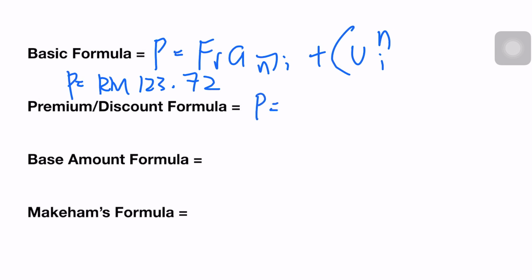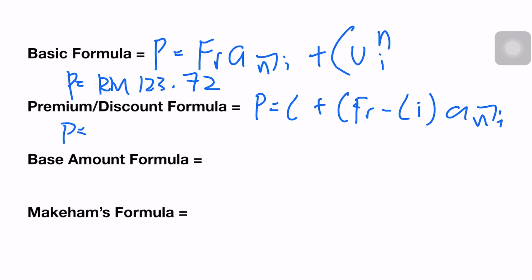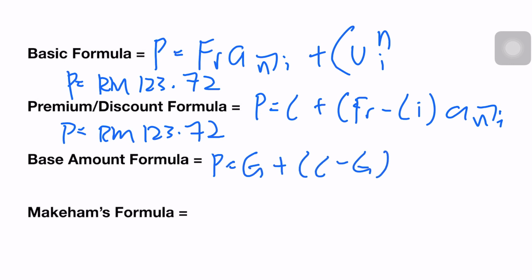The second one is the premium or discount formula. The formula for this is P equals C plus the premium or discount. We also plug in all the figures and we get the same amount, 123.72. The third one is the base amount formula. The formula for this is price equals big G plus C minus big G, and we will also get the same amount.